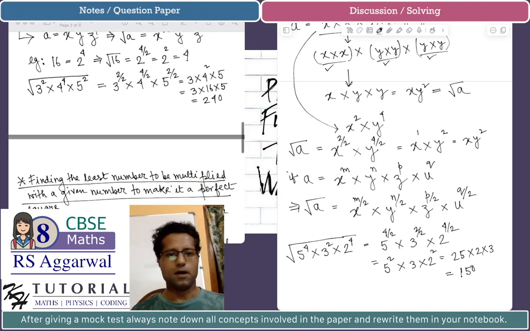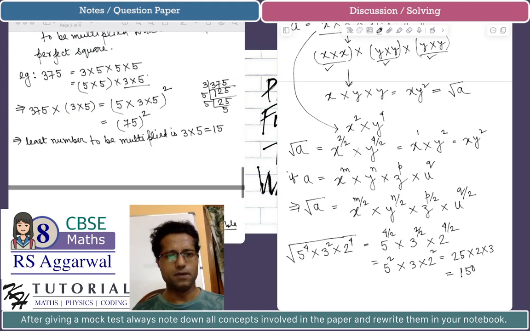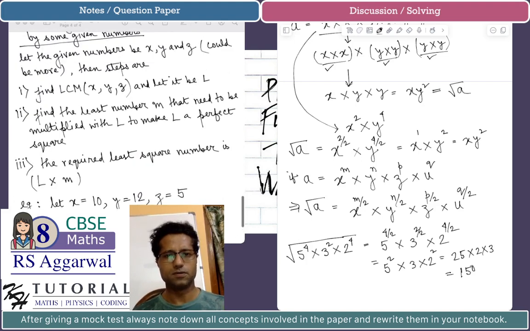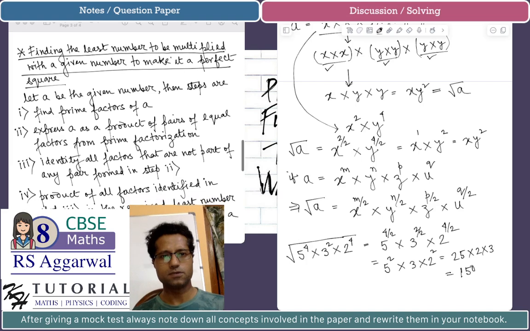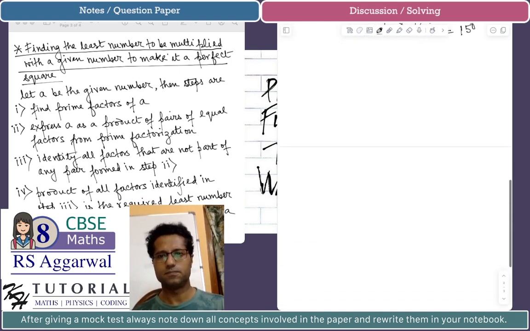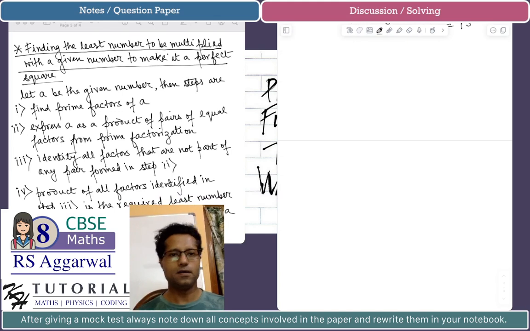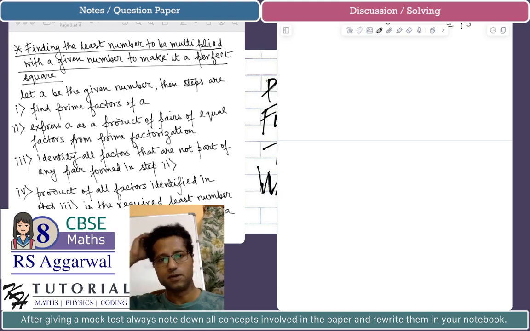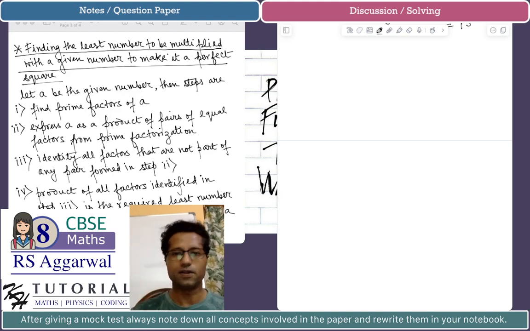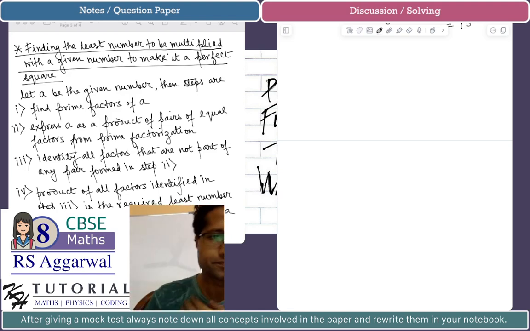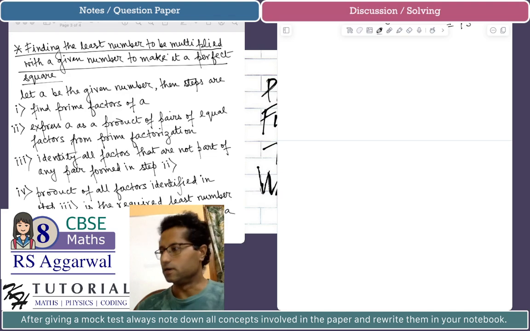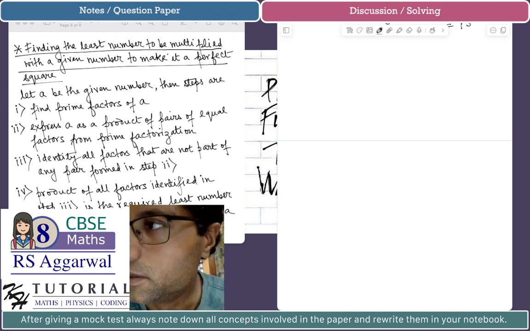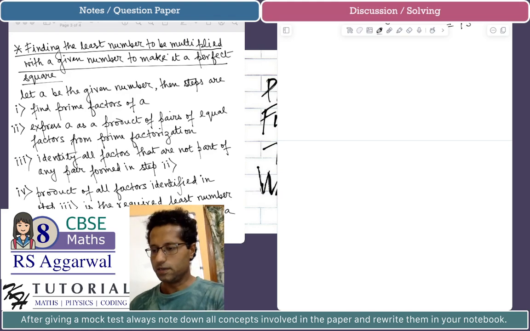Okay. Now the next topic is about some typical problems. How do we solve this kind of problem? You will be asked to find the least number to be multiplied with a given number. You will be given a natural number, and you will be asked by what smallest number you should multiply the given number to make it a perfect square. So it is better I discuss the concept using an example.